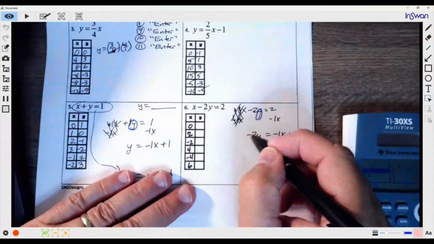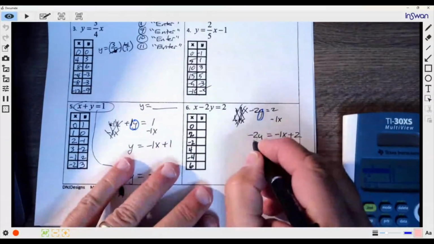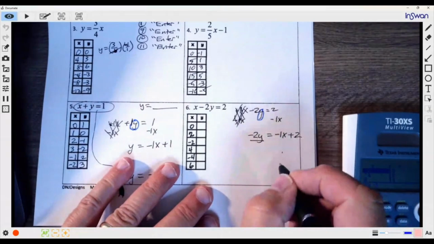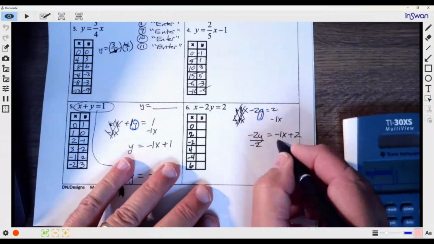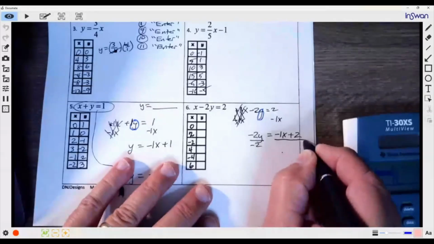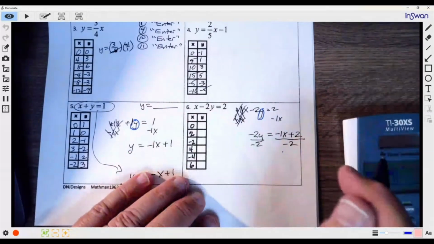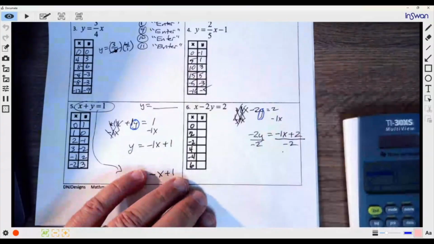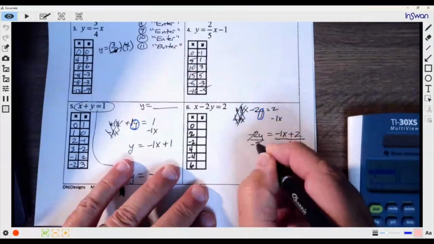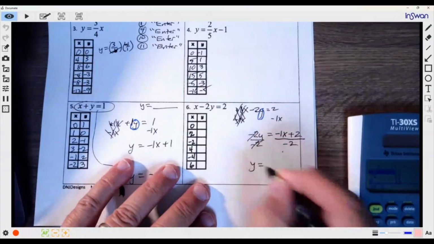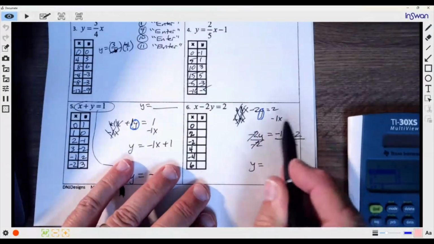Now I have a negative 2 being multiplied by the y. So I need to get rid of that. It's being multiplied. We divide by negative 2. Over here, I have to divide the entire side by negative 2. Everything in the equation has to be divided by negative 2. Well, over here, these divide out, and we're left with y. And then something happens here.